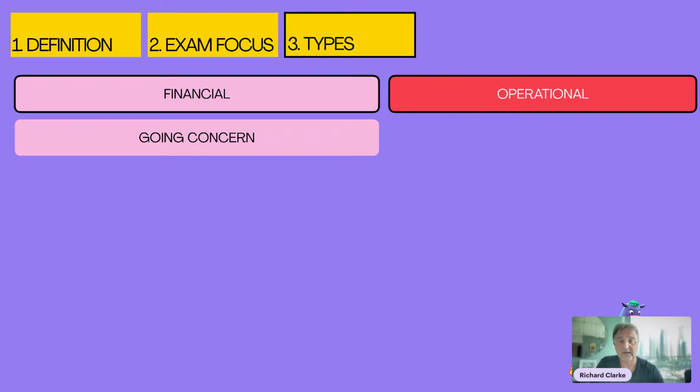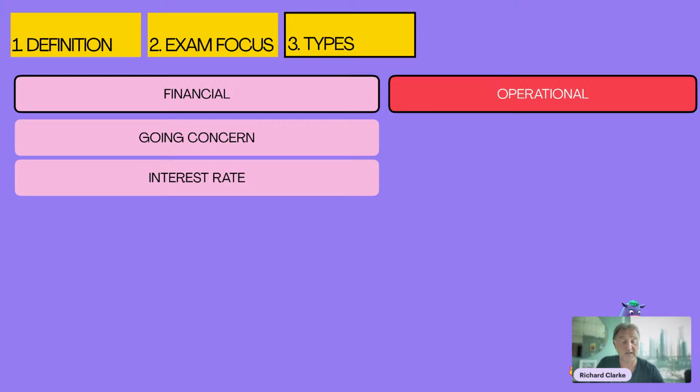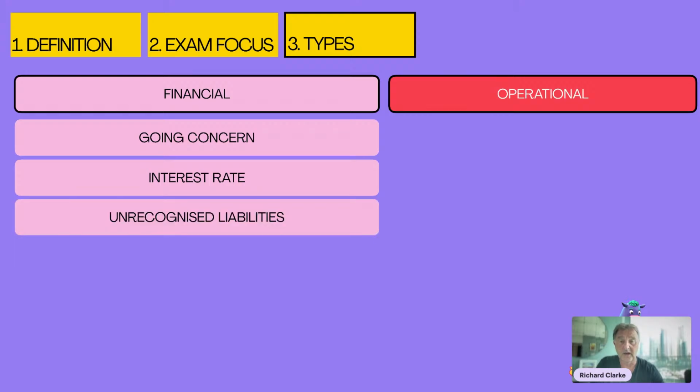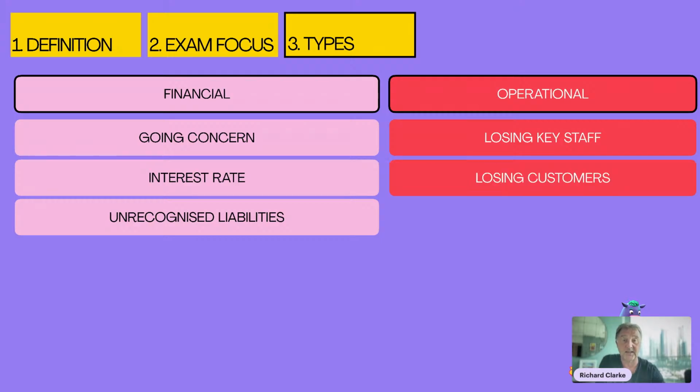So it could be a going concern risk because your profits aren't as good as they once were for some reason. Could be interest rates are going up, and so that could really affect your business because you've got lots of liabilities with interest payable on them. Could be that you've bought a company and that company has some liabilities that we didn't know about. There could be operational things like you're losing key staff. It could be that you're losing customers. Or it could be more a compliance issue. But anyway, I'm just giving those as examples, really.